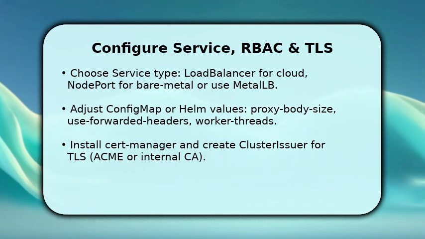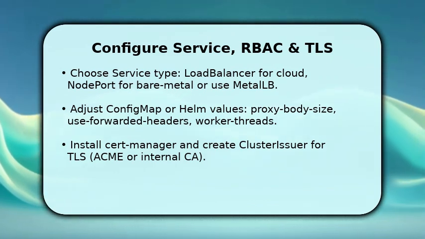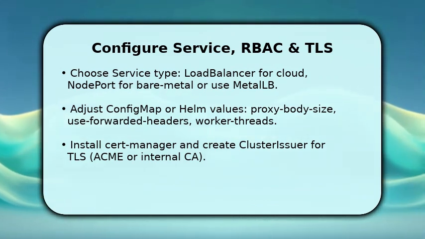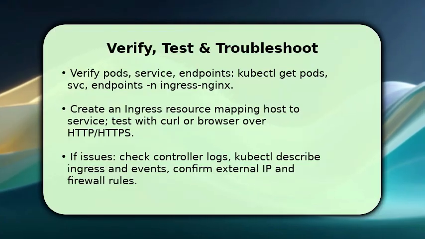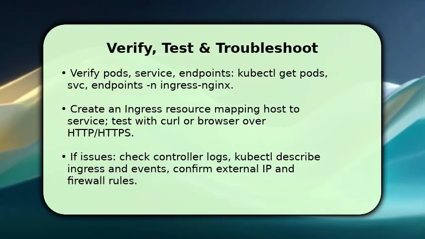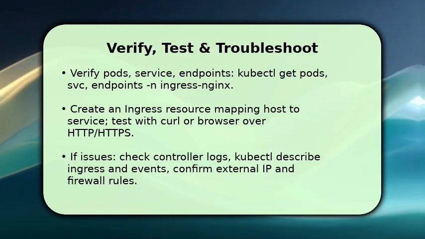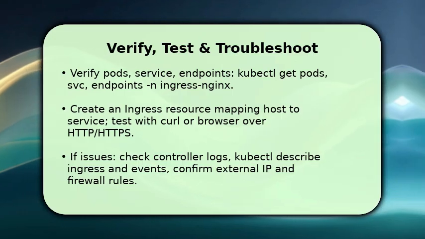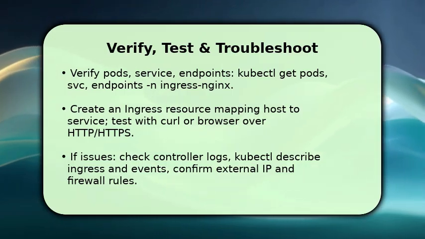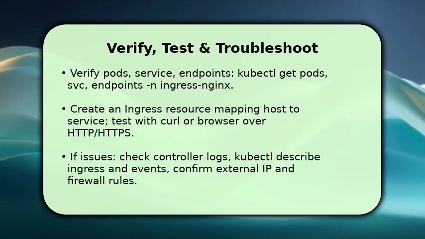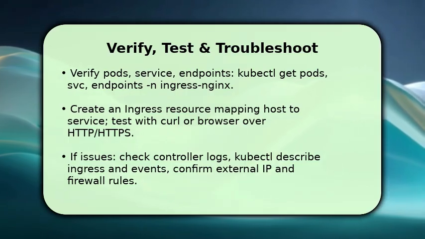You're almost done. Confirm the controller pods are ready and the service has an external IP or NodePort assigned. Then create an ingress manifest pointing your host to the backend service and test with curl and a browser. Validate TLS if enabled. If traffic fails, inspect controller logs and kubectl describe output for the ingress and service to find denied routes or missing endpoints.